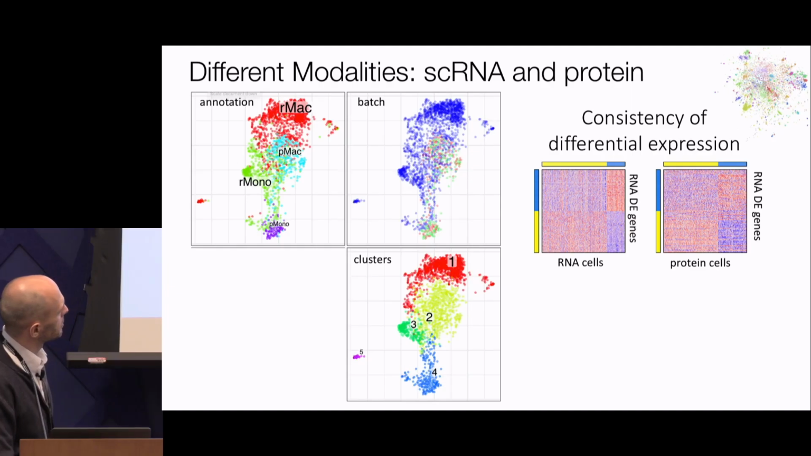So here we're looking at differentially expressed genes between monocytes and macrophages determined based on RNA, right? The yellow are macrophages, the blue are monocytes here, and the rows are different genes, and the columns are different cells. So these are the differentially expressed genes determined from RNA, shown in RNA. And you see this diagonal pattern. Now this is the same genes shown in protein cells.